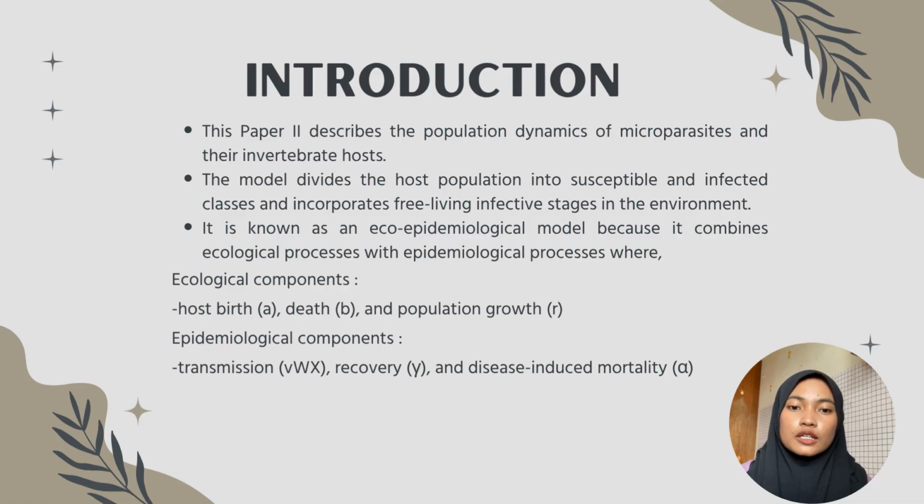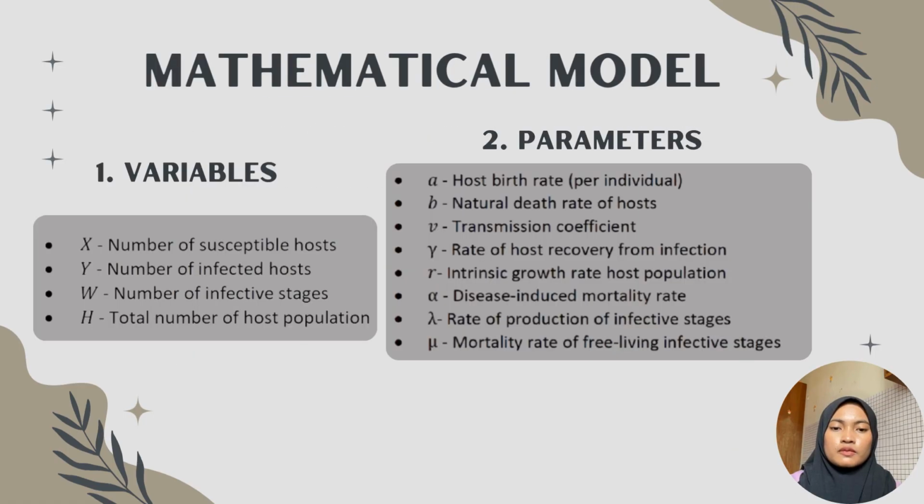It is known as an eco-epidemiological model because it combines ecological process with epidemiological process, where ecological components consist of host birth, death, and population growth, while epidemiological components consist of transmission, recovery, and disease-induced mortality. There are 4 variables: X is number of susceptible hosts, Y is number of infected hosts, W is number of infective stage, and H is total number of host population.